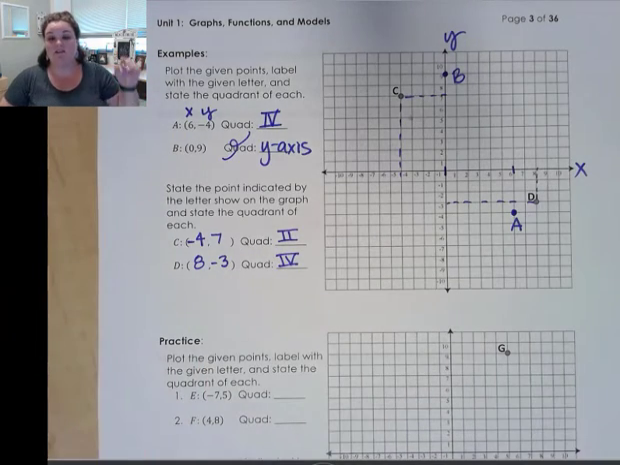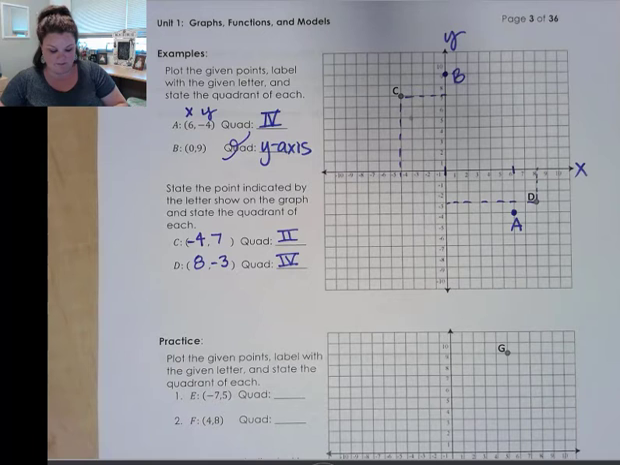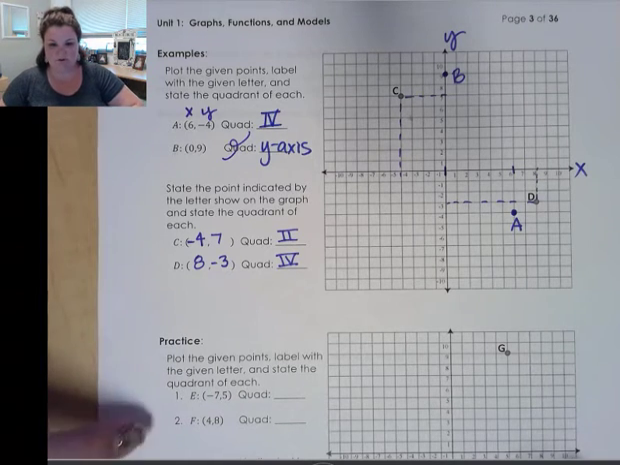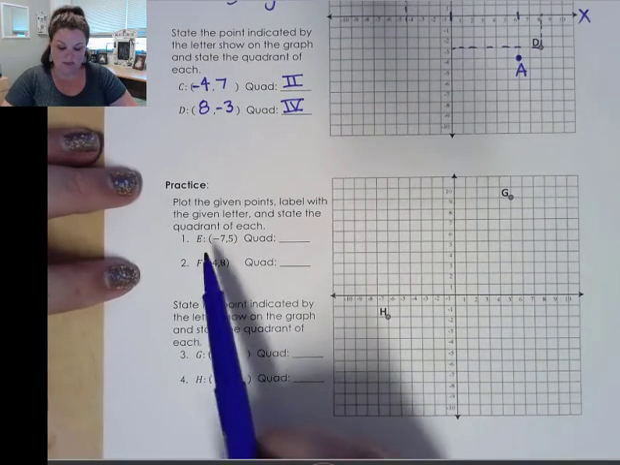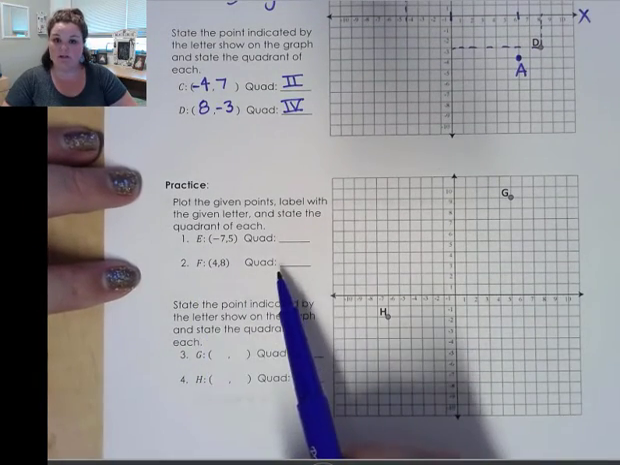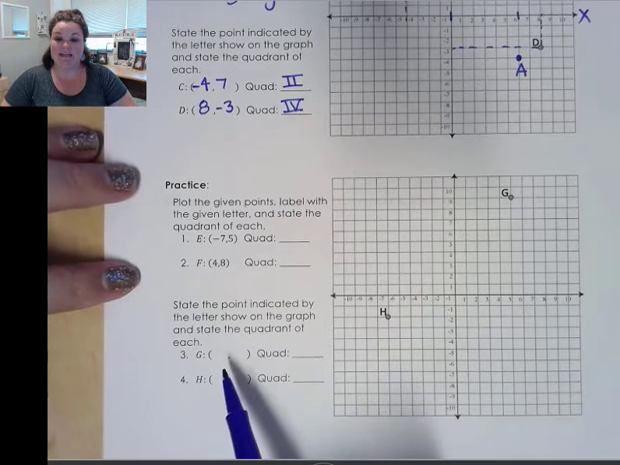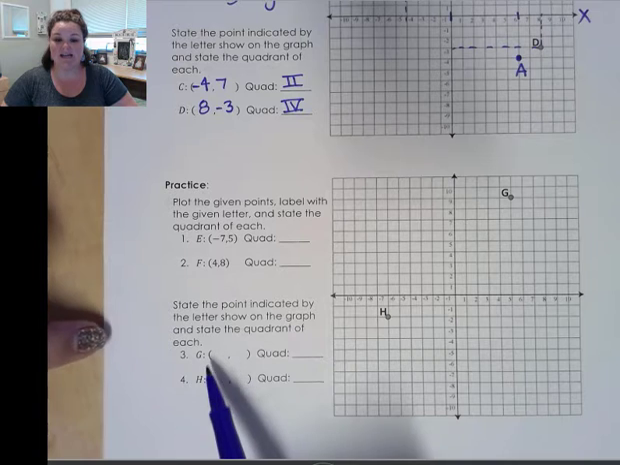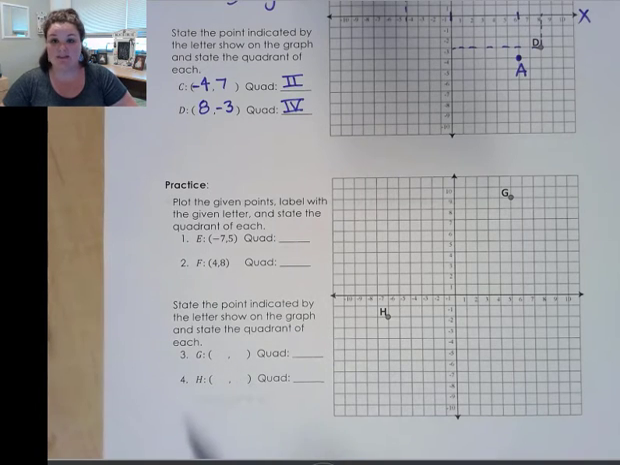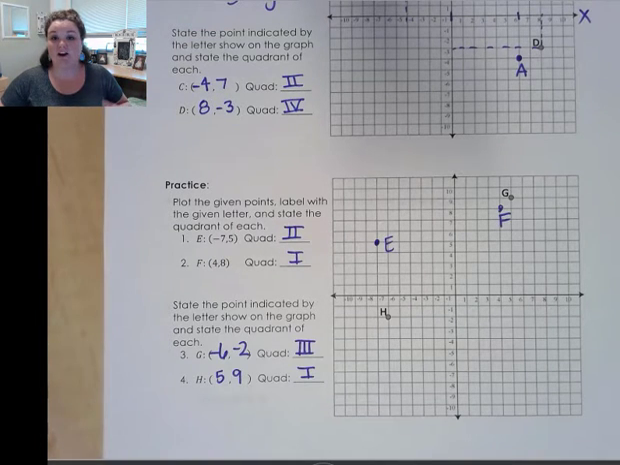Okay? So I want y'all to try one. There's one at the bottom of the page here for y'all to try. Same thing, okay? Here, let me scoot this up. I want y'all to plot E and F and tell me what quadrant they're in. And then I want you to give me the ordered pairs for G and H, and tell me what quadrant they're in, okay? Once you've done that, go ahead and play the video again, and we'll go over it to see how you did. All right, let's see how you did.